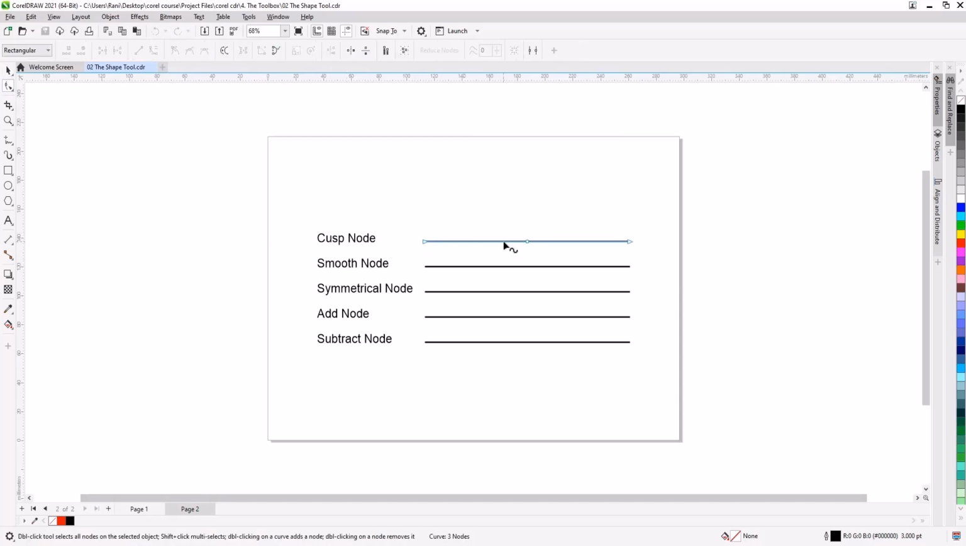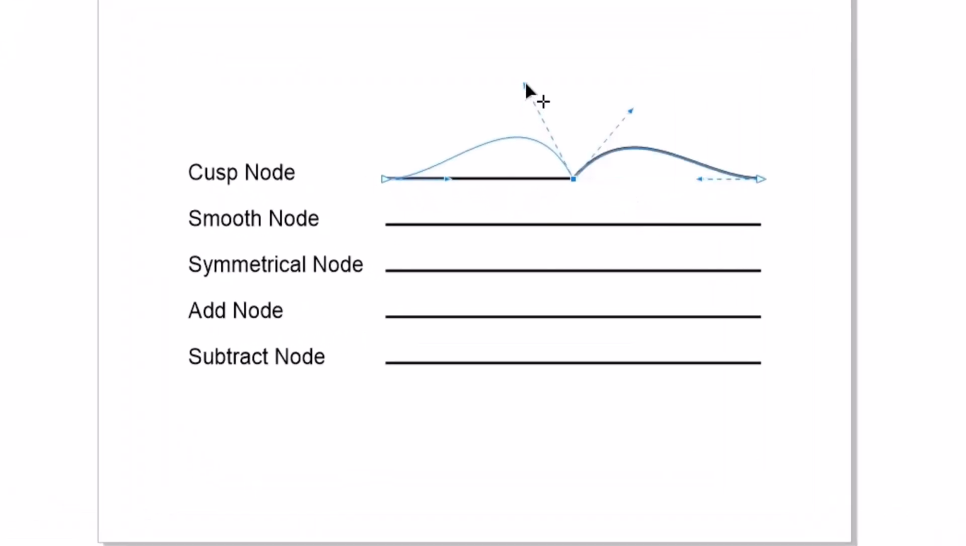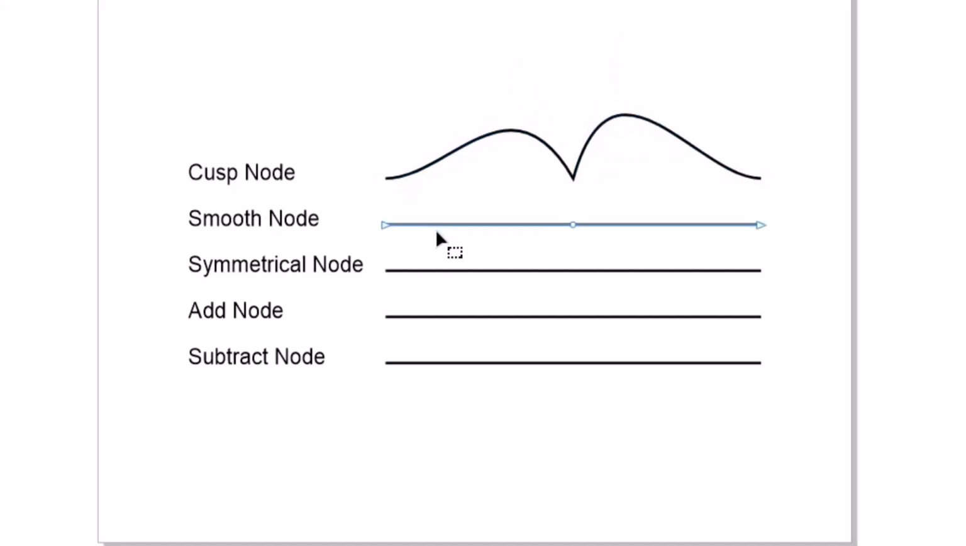Now when I select the node, I have the ability to control the handles. With the cusp node, I can create sharp turns in a line. The smooth node allows me to create smooth transitions. By moving my node handles up or down, they move independently of each other. The symmetrical node allows me to move the handles in symmetry with each other, creating smooth flows in a path.